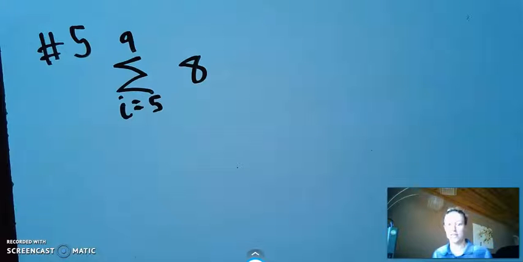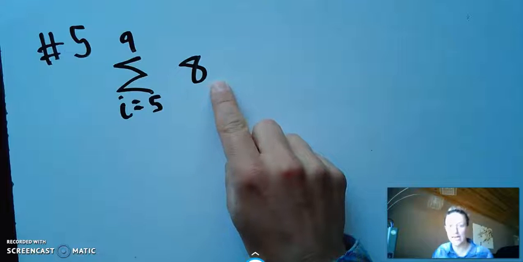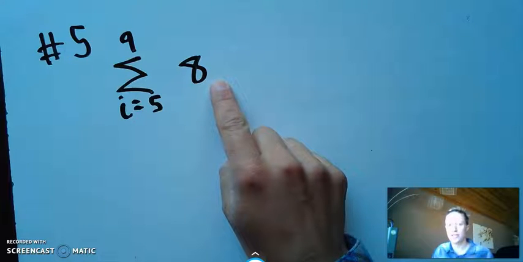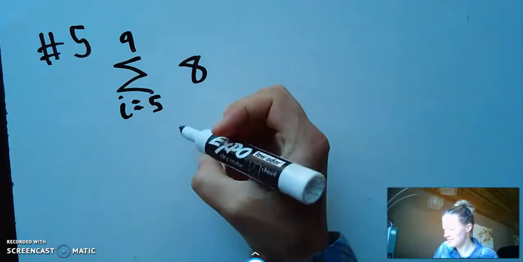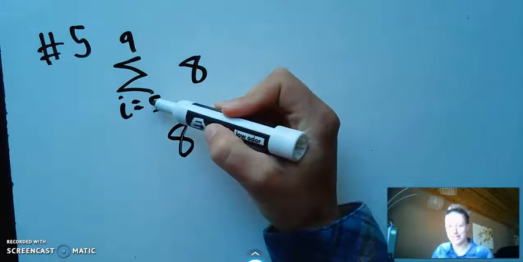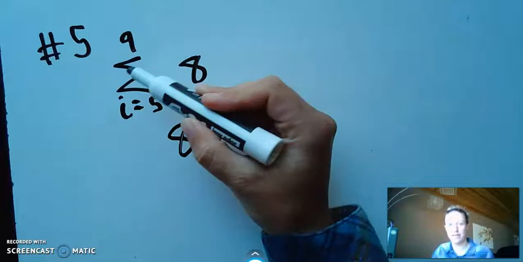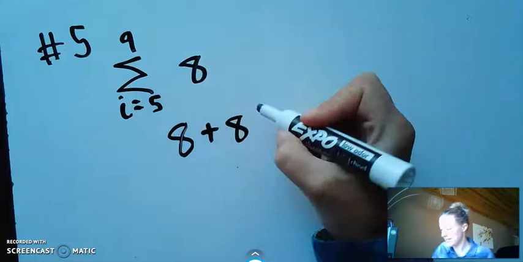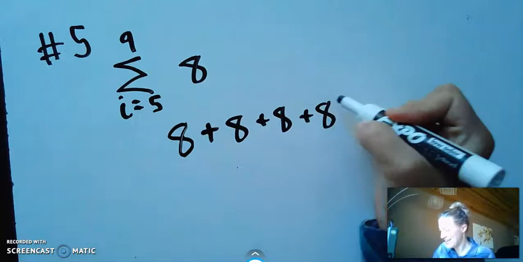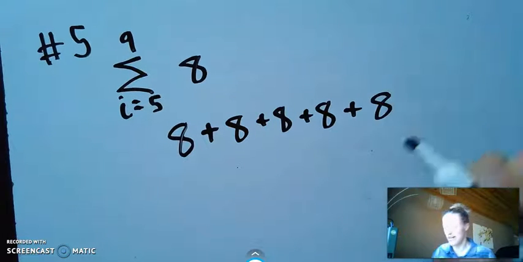Okay, so the next one's number 5. The weird part about number 5 is in the formula, there's no letter, there's no variable, there's no I. So when I is 5, what's 8? Isn't it just 8 still? What about when I is 6, as this ticks up 1? 8 is still 8, but we're summing them, we're adding them. And when I is 7, 8 is 8. When I is 8, 8 is 8. And lastly, when I is 9, our stopping point, 8 is still 8. So add those up, and that's it.